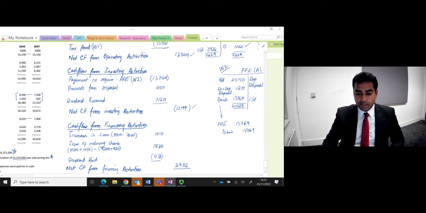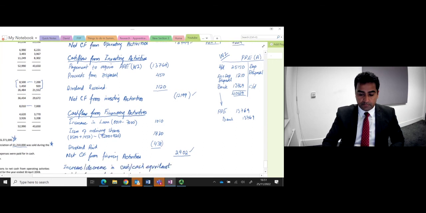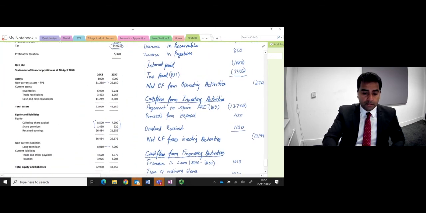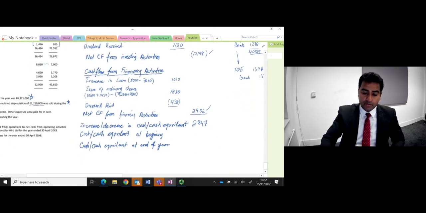Adding all these three figures together, we will work out the increase or decrease in the cash or cash equivalent, which is 2947. Then I have to look at the statement of financial position and see what was the opening balance of our cash. So going back to the statement of financial position, the opening balance of cash was 8302, which I'm going to record over here.